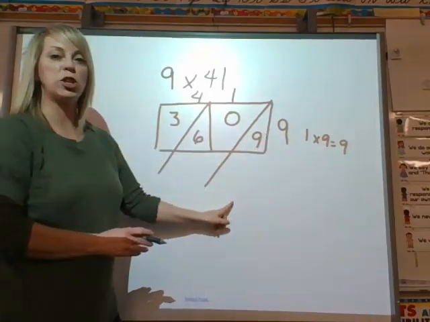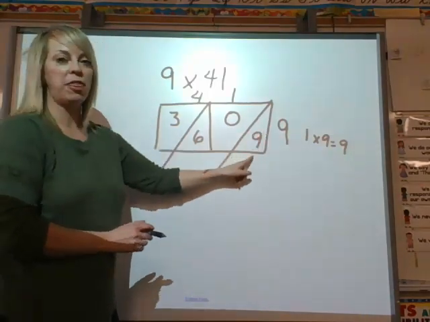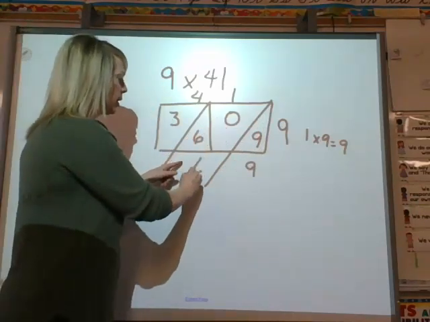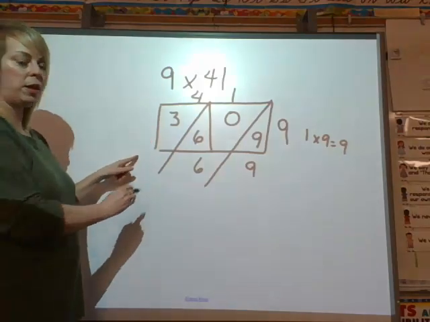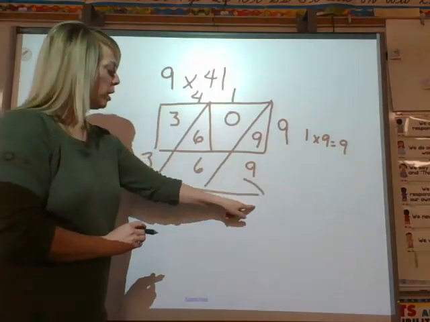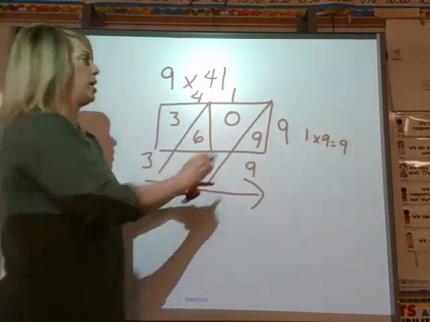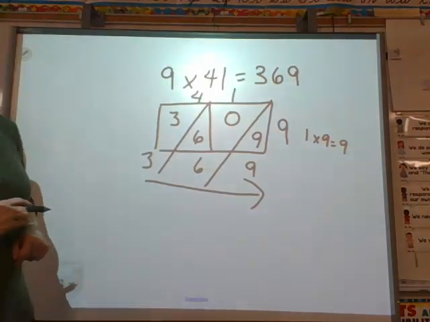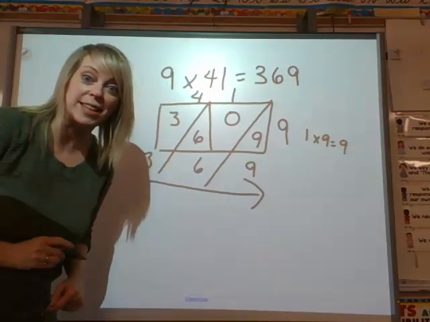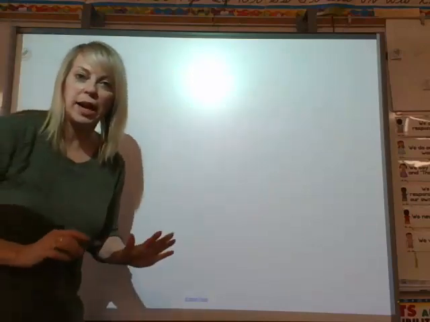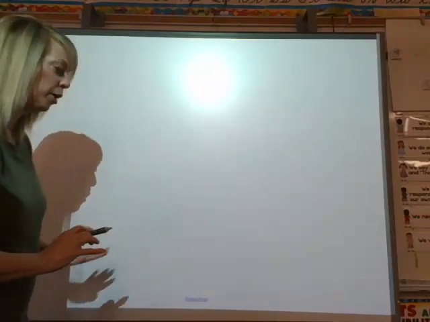Now we're going to add up each diagonal. So 9 plus nothing is 9. 6 plus 0 is 6. And 3 plus nothing is 3. So when we read our answer, our product will be 369. So 9 times 41 is 369. Wasn't that easy? Okay, one more. This time we're going to have to do a little carrying over if I have a bigger number.